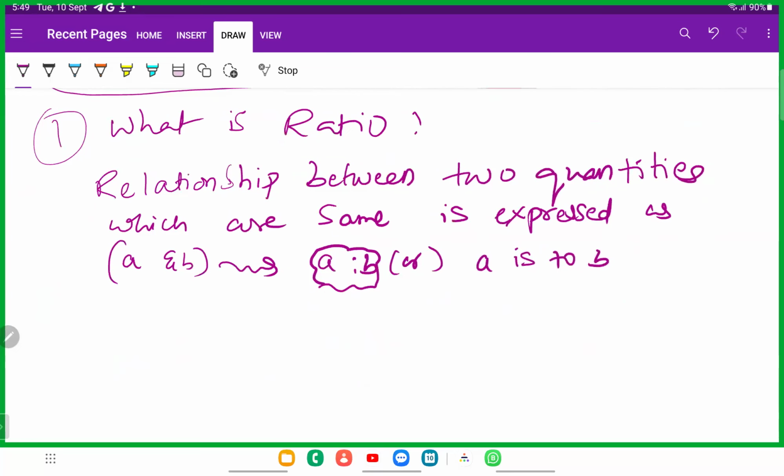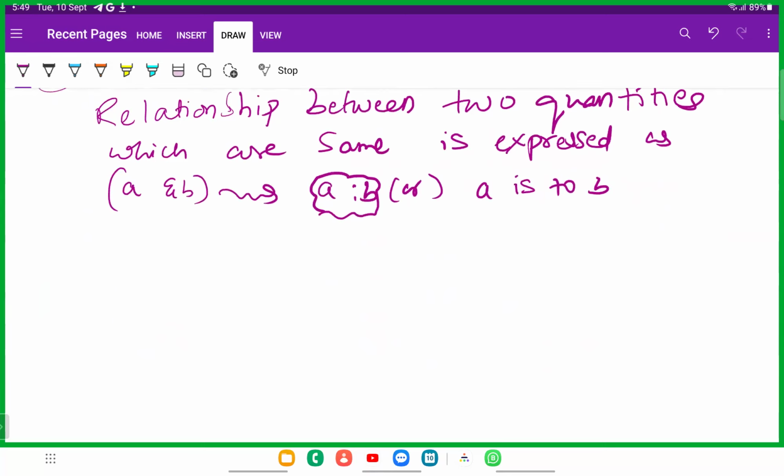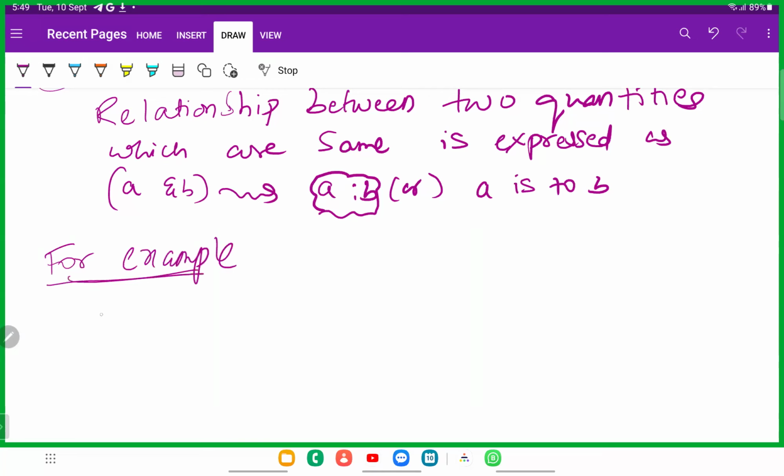Okay, colon symbol. Here the quantity can be anything, it can be water, it can be anything, but the measuring unit should be same. If you want to compare one quantity with another quantity, the other quantity should also be the same thing. So let us go with one example so that you get a better understanding. For example, Mohan has 15 pens and our friend Venkat Rudra has 30 pens.